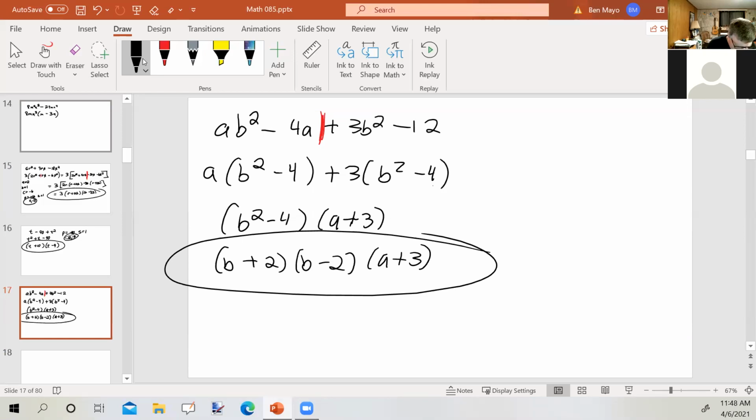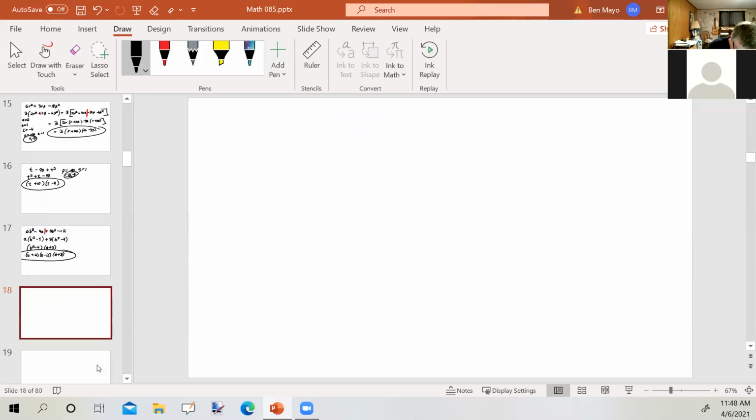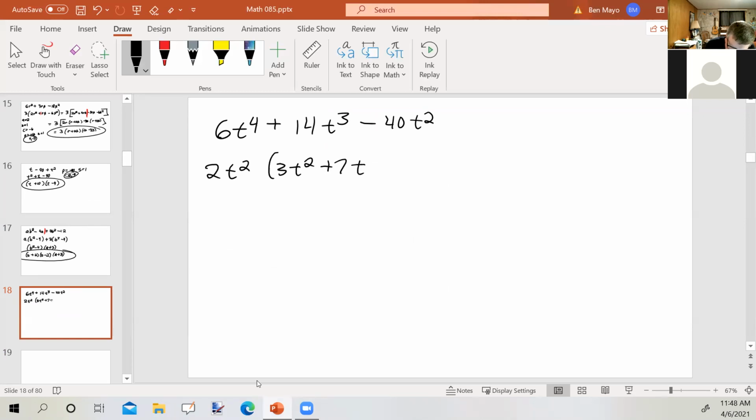Let's see here. Let's do this one. 6t to the 4th plus 14t cubed minus 40t squared. So this is a trinomial. It's in standard form. There is a greatest common factor of what? 2t squared. So that gives me 3t squared plus 7t minus 20. The trinomial that remains is not a perfect square. It doesn't have a leading coefficient of 1. So I'll go ahead and use grouping.